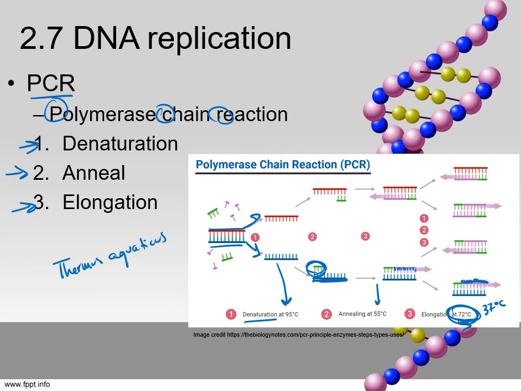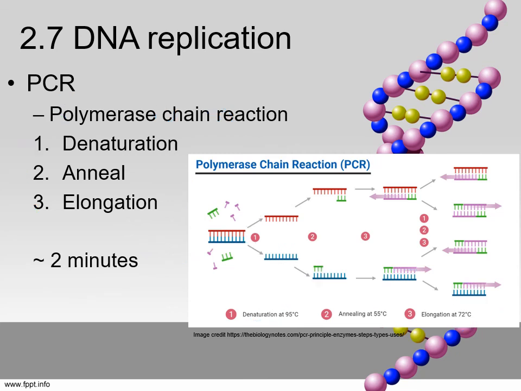Can you guess where Thermus aquaticus lives? It's a hot water bacteria. He loves the heat. And so we steal its polymerase 1 and 3, and that will do replication in the lab at crazy high temperatures without getting denatured.